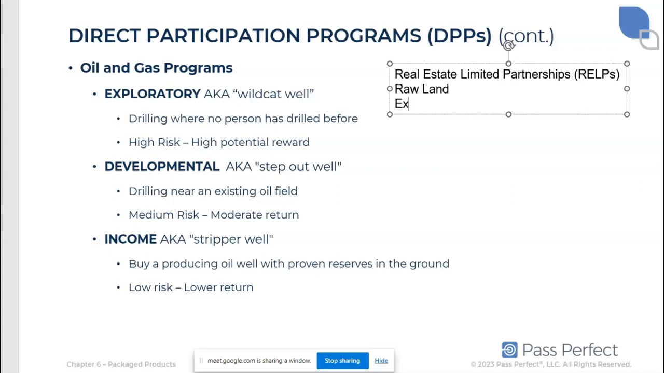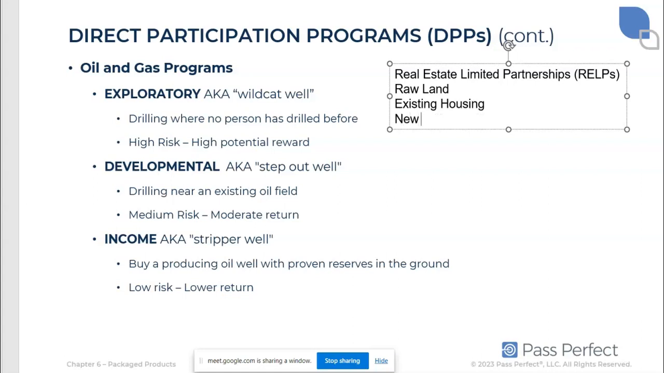But they also have existing housing DPPs. That means they've already bought a building or a series of houses or apartment complexes or office buildings that already exist and already have tenants in them. So these are going to have a lower risk because they already have paying tenants.